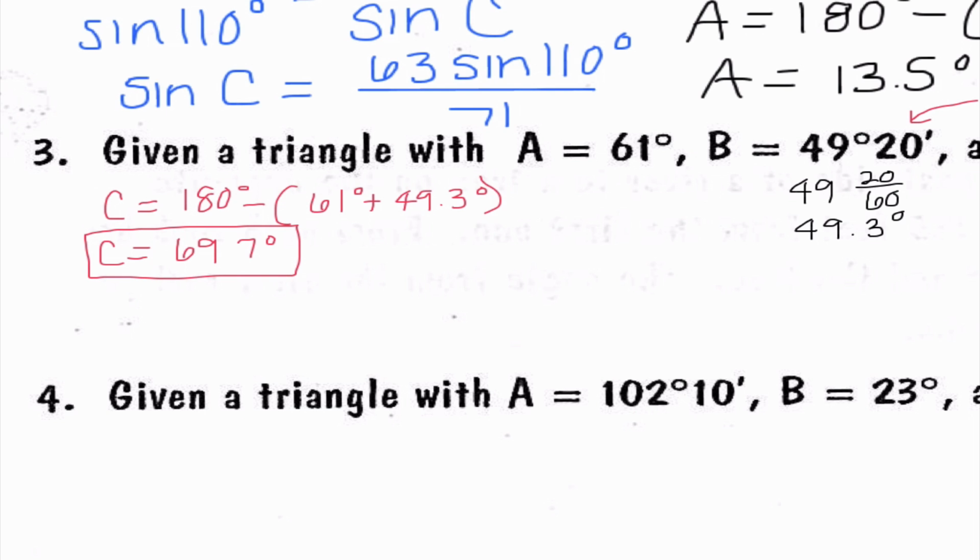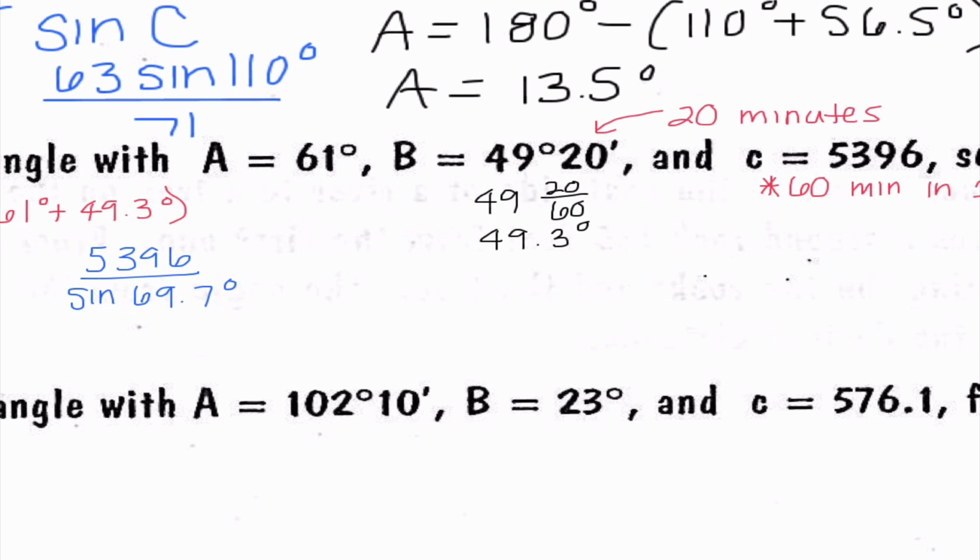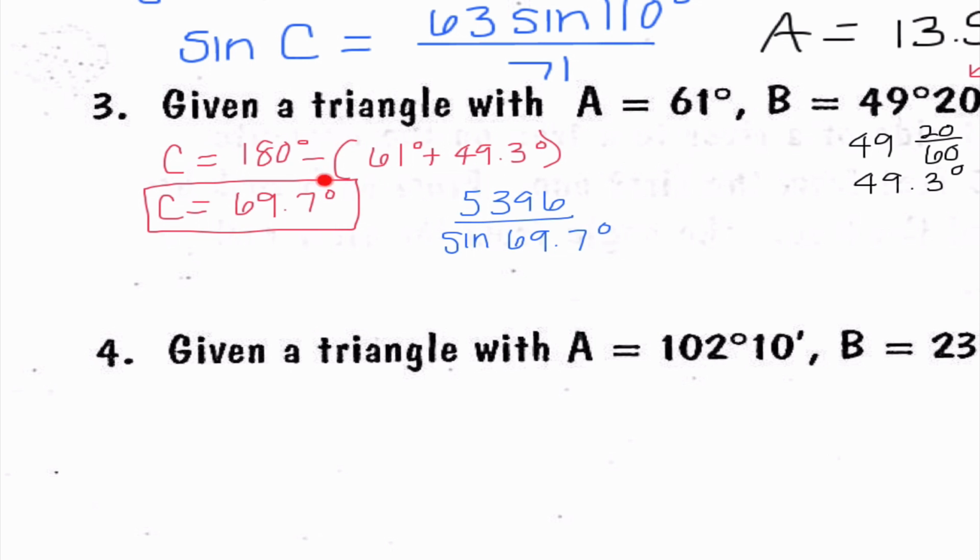And now we're going to have to use law of sines, and it really doesn't matter which one we use first, or which side we find first, if we find side A or side B. But in this case, I know that 5,396 over sine of 69.7 is going to have to be in our ratio. Okay, I am all over the place here. There we go. Okay, and that's because that's the only matching piece of information we have. We were given side C, and we solved for angle C.